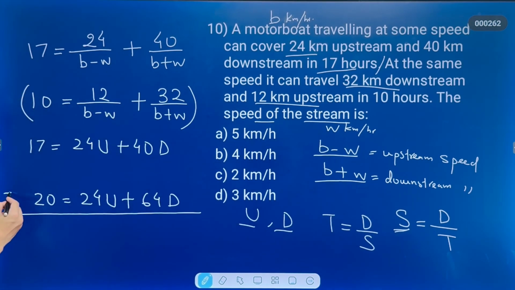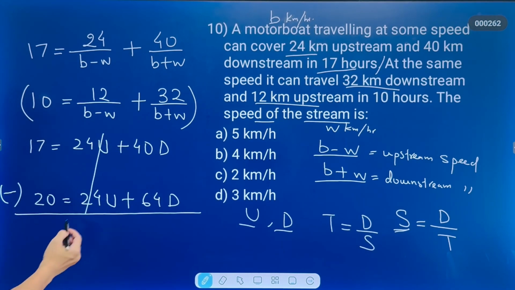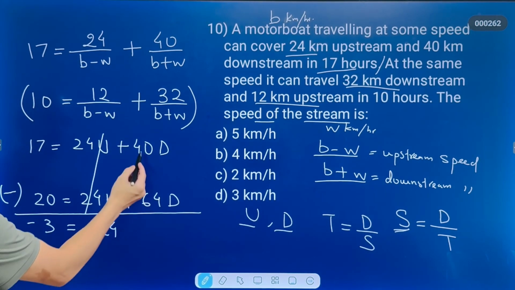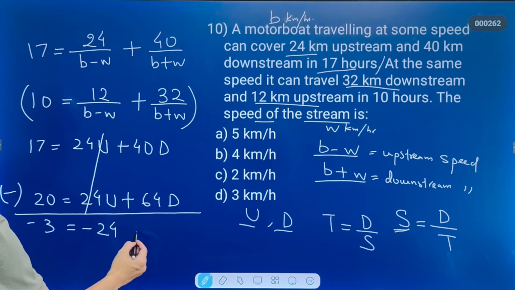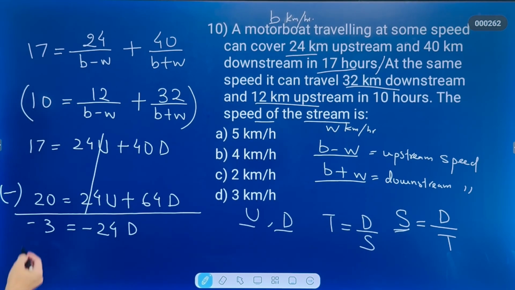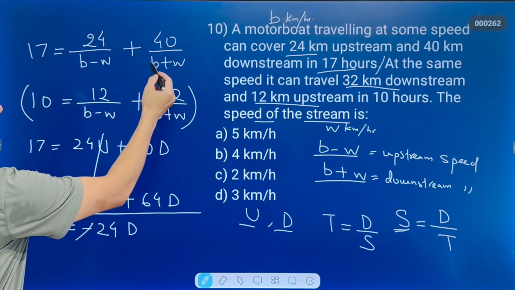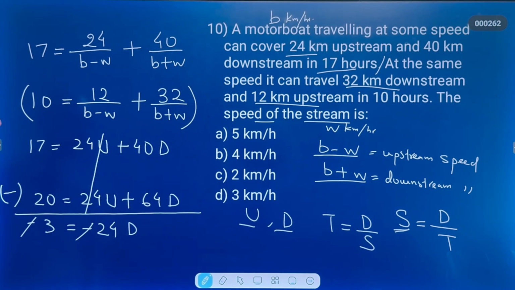So now we subtract: minus 24 minus 24, this will get cancelled. 17 minus 20, this will be minus 3, then this will be minus 24. 64 minus 40, 24. So this is 24 by D. So 3 cancel, minus minus will be cancelled. So 3 is equal to 24 by D. But you have to remember this D is what? This D is equal to 24 by B plus W, downstream speed.